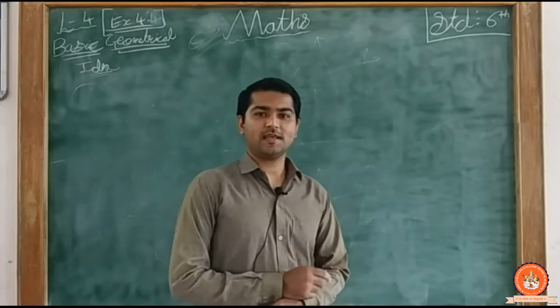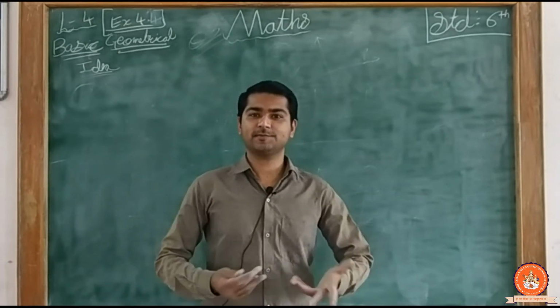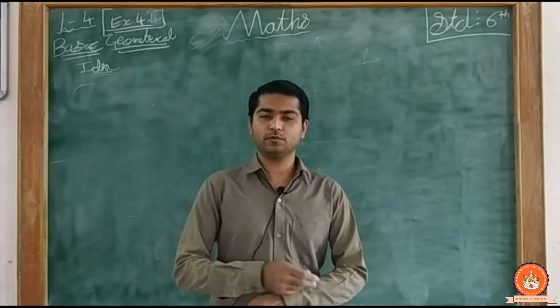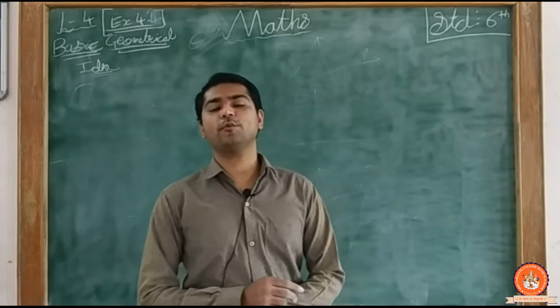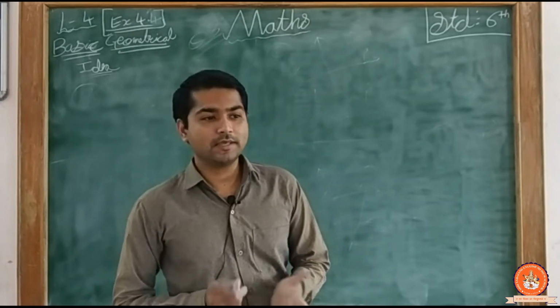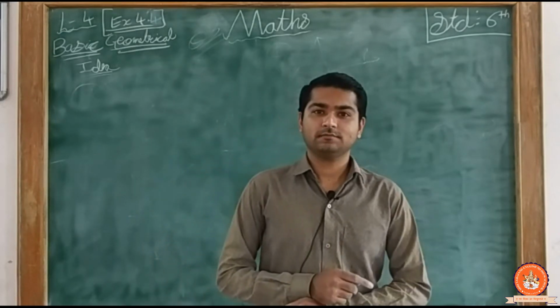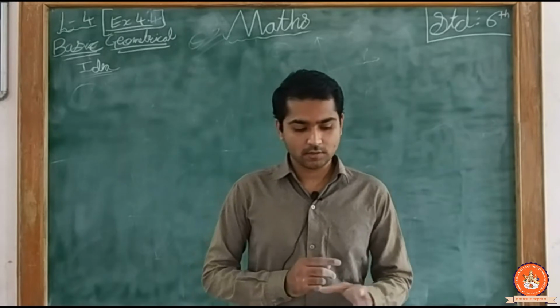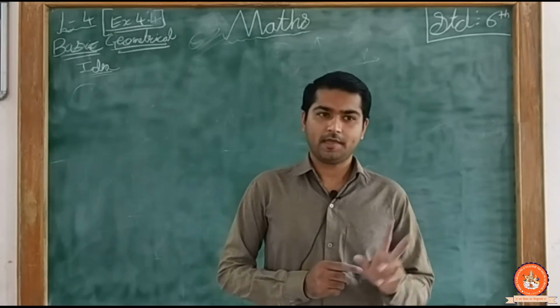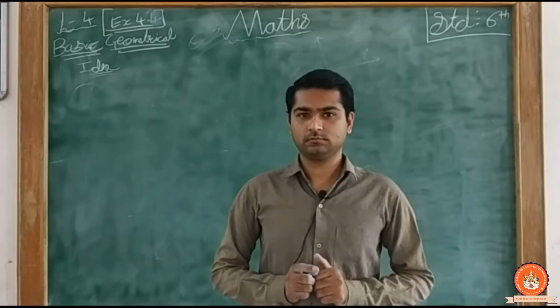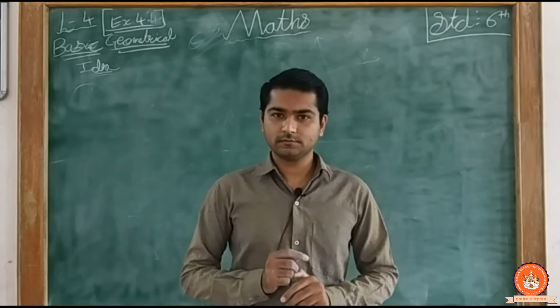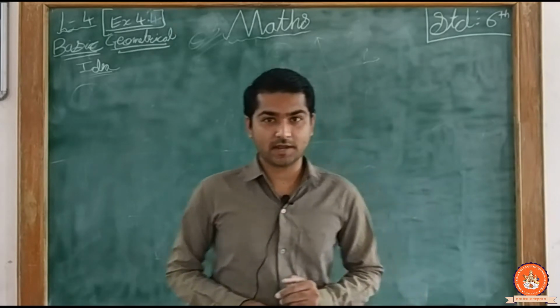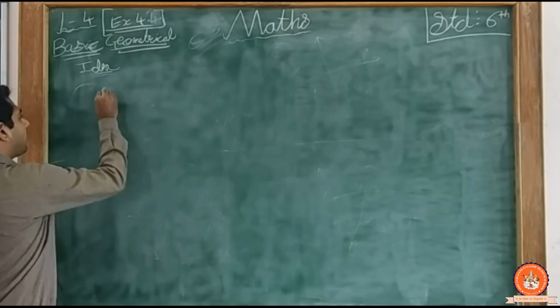So before starting exercise 4.4, I will explain some terms that will help to solve the questions in exercise 4.4. Here the new term came after the angle. We have come to a new term, that is a triangle. An angle has two sides with one common point, whereas a triangle has three sides. See, triangle.